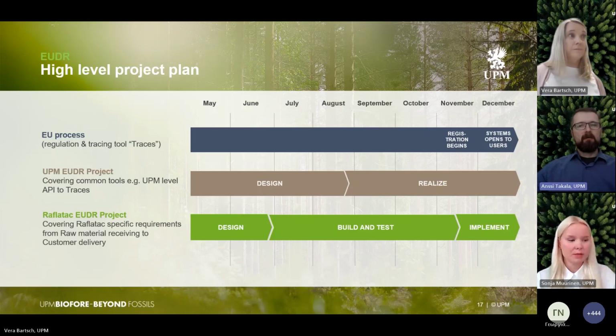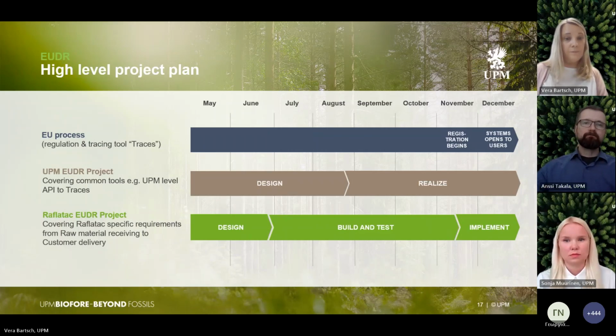For today's topic, the most important is the API to Traces, which will enable us to get the DDS references. And last but not least, of course, is the UPM Raflatac project itself, covering the Raflatac-specific functionalities. As with the two above layers, our build work is ongoing. First building blocks have been tested and we are moving onwards in development work. All developments share the same ultimate target: to be ready by the end of this year.